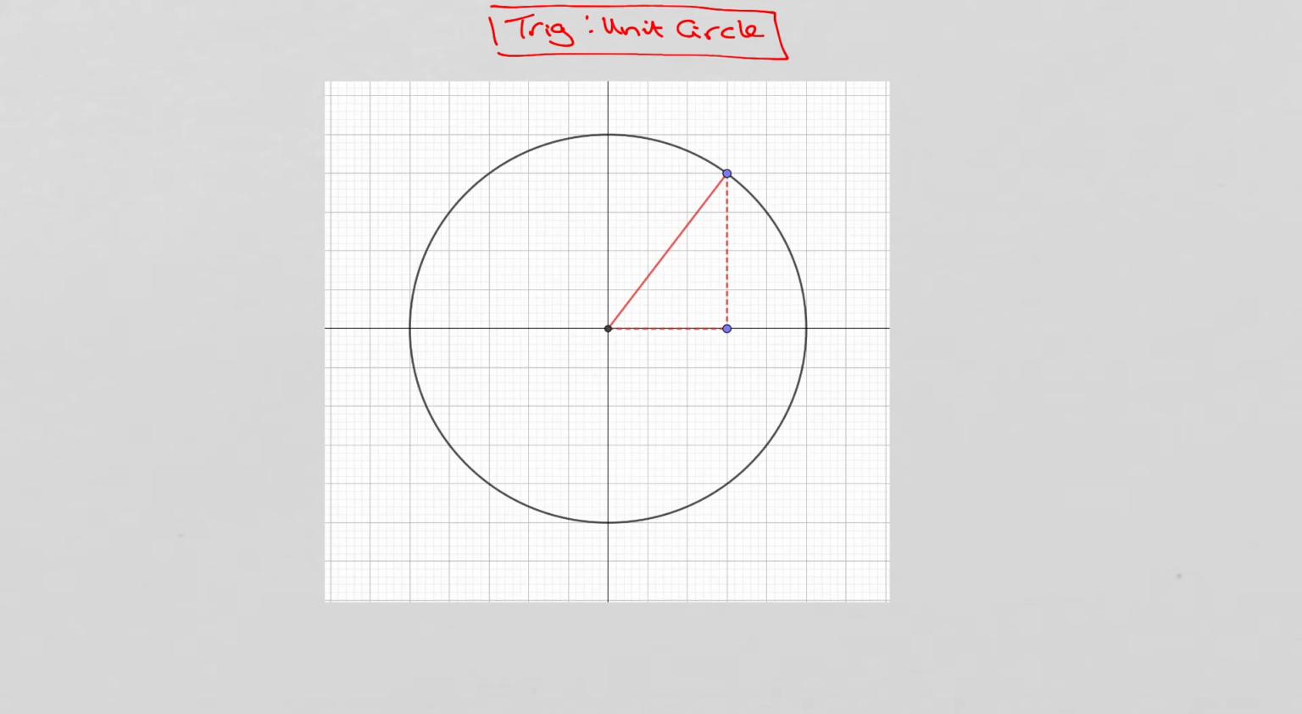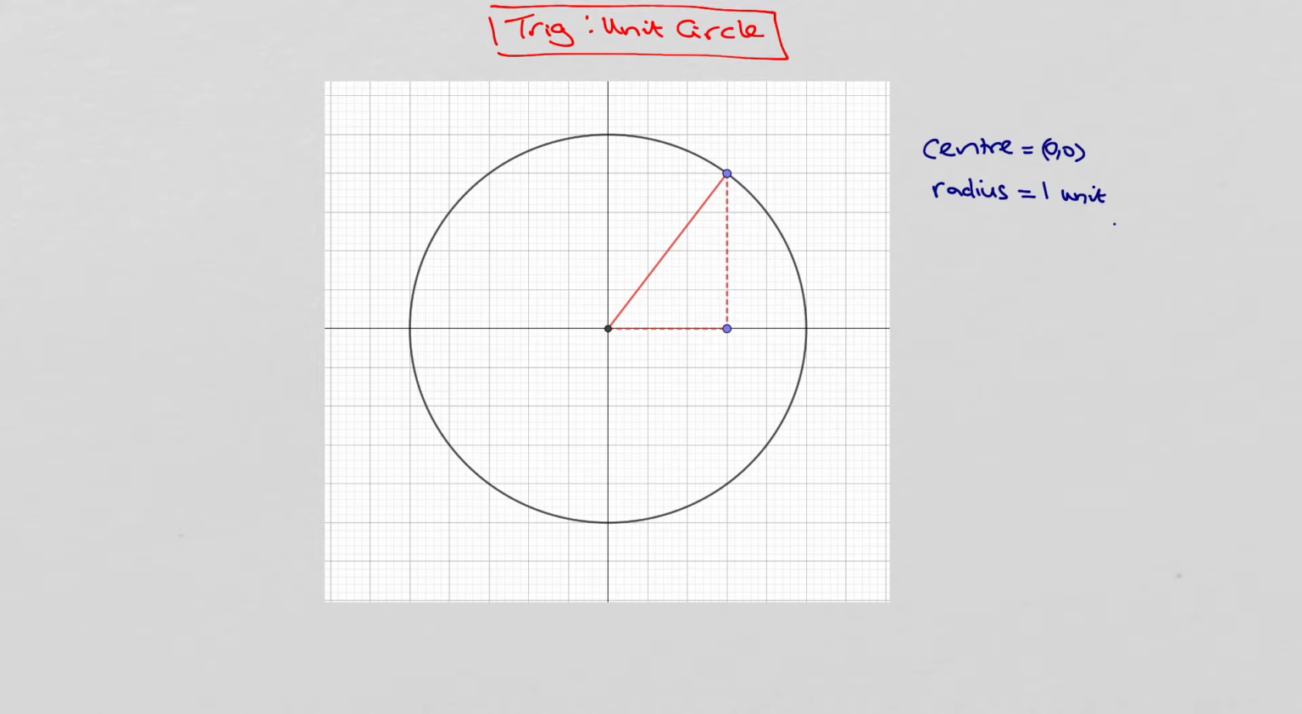Trig, unit circle. So in this video what we're going to be looking at is what is the unit circle and how can we use it to find our trig ratios. So a unit circle is a circle that has a centre of 0, 0 and it has a radius of 1 unit in length. Hence the name unit circle.